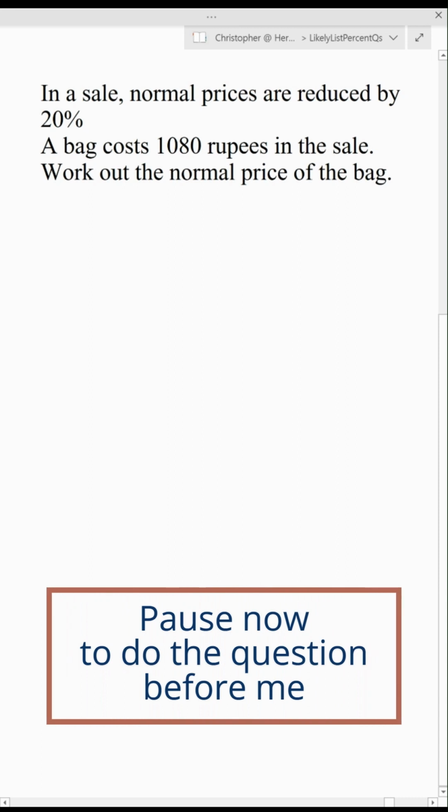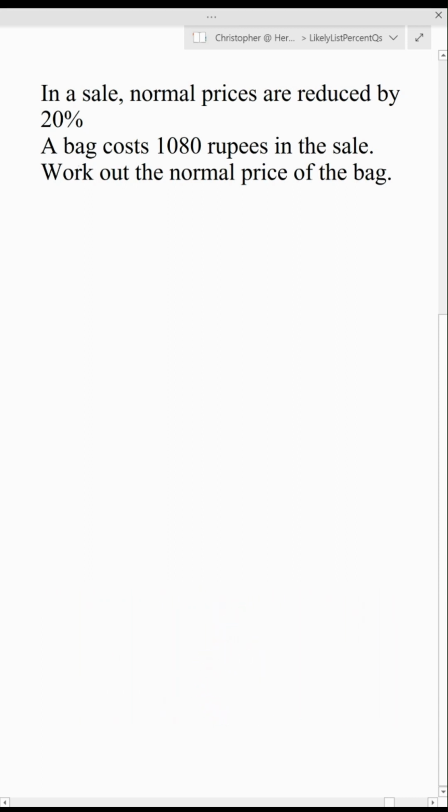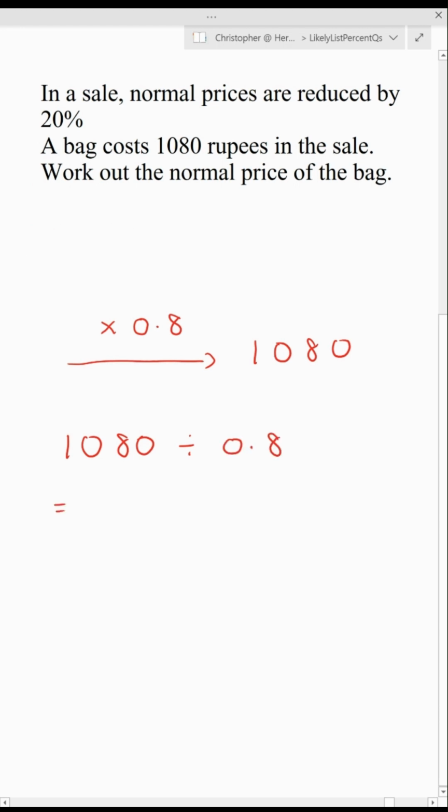Pause now to do the question before me. So prices are reduced by 20%, so that means that the multiplier is 0.8, and the sale price is 1,080 rupees, so I'm going to do 1,080 divided by 0.8 to get the normal price, which is 1,350 rupees.